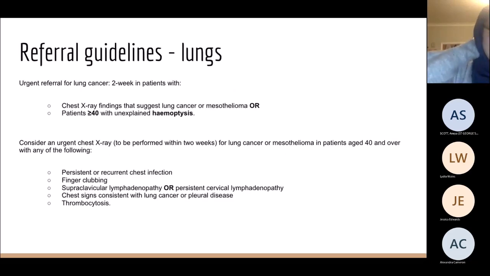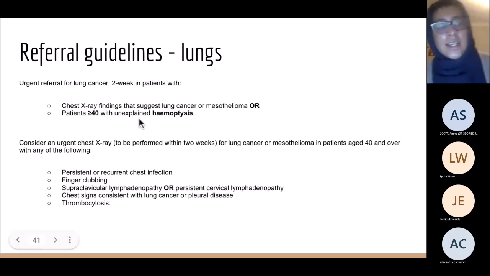Now, other referral guidelines that you need to know. For lung cancer, you can also do a 2-week wait referral to a lung cancer clinic for people with chest X-ray signs of lung cancer or people over the age of 40 with unexplained hemoptysis. That warrants a 2-week wait referral to a lung cancer clinic. And I've already mentioned the 2-week wait referral to have an urgent chest X-ray.